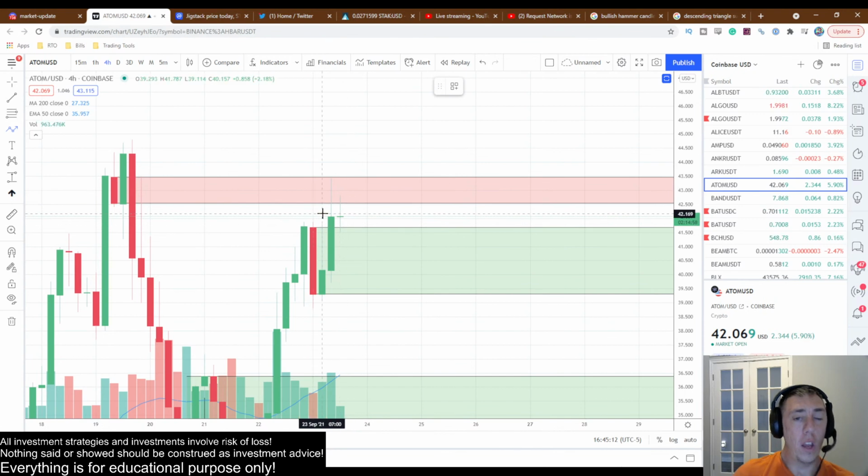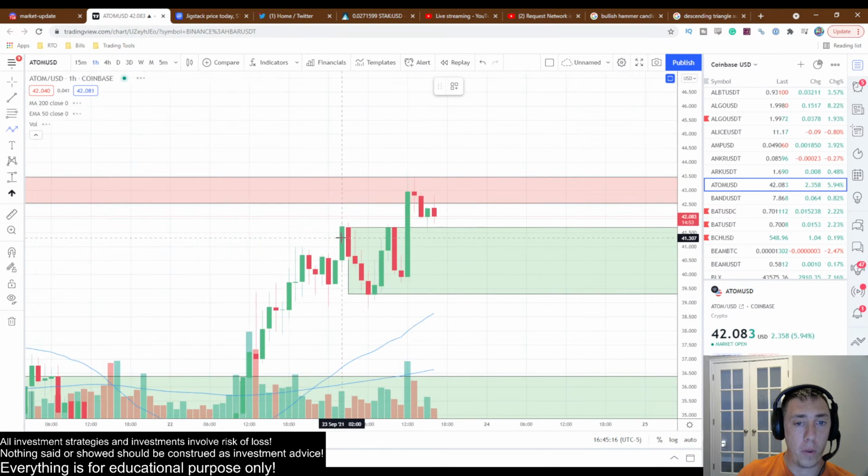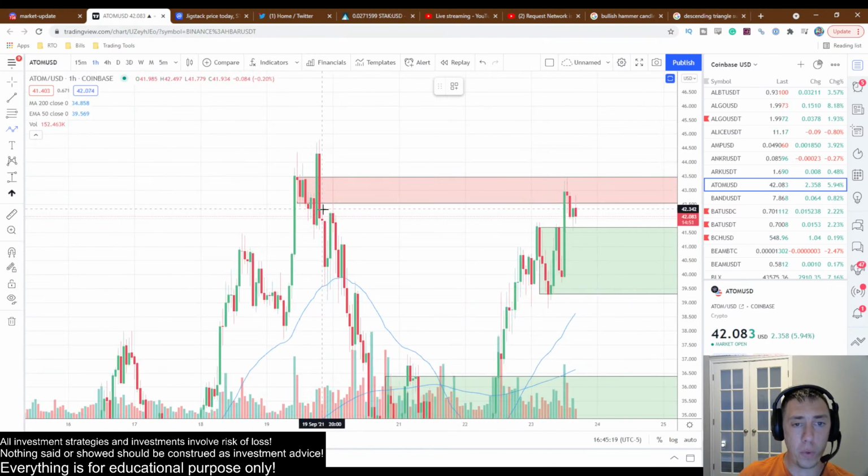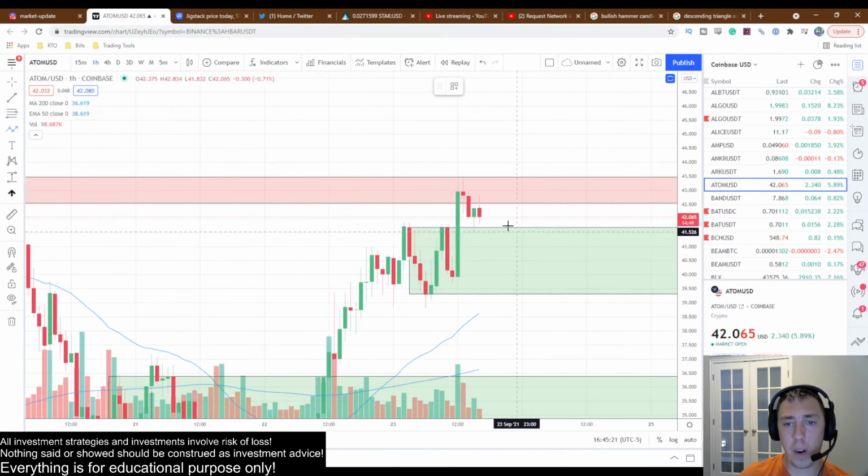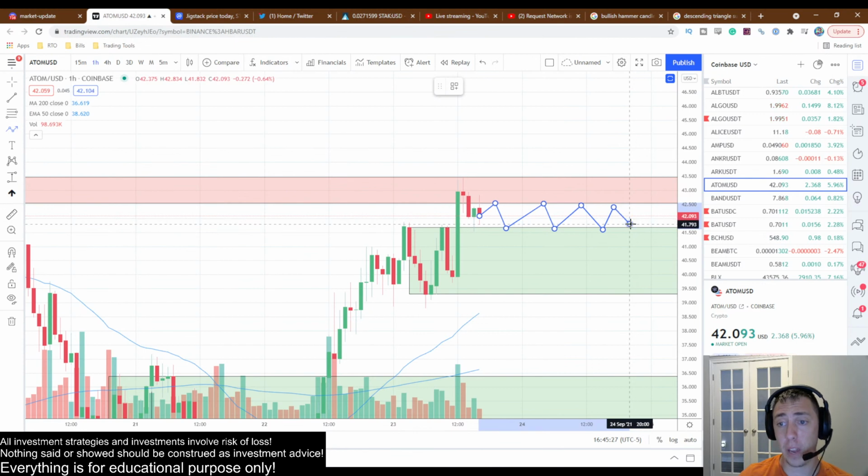All right, so here's the thing. We're currently stuck between these two levels. You guys can see we have this major resistance right here. We have a major support right here. What way is it going to go? Are we going to bounce around forever? Possibly, until we pick a direction.